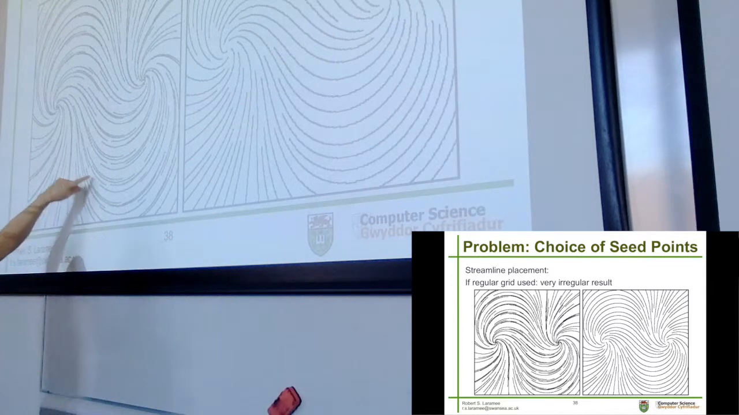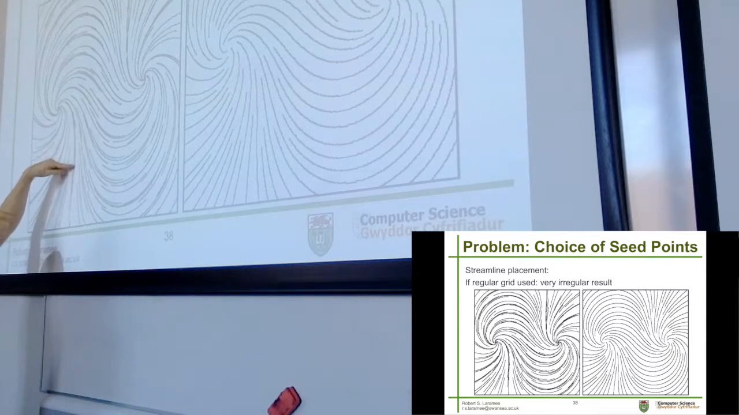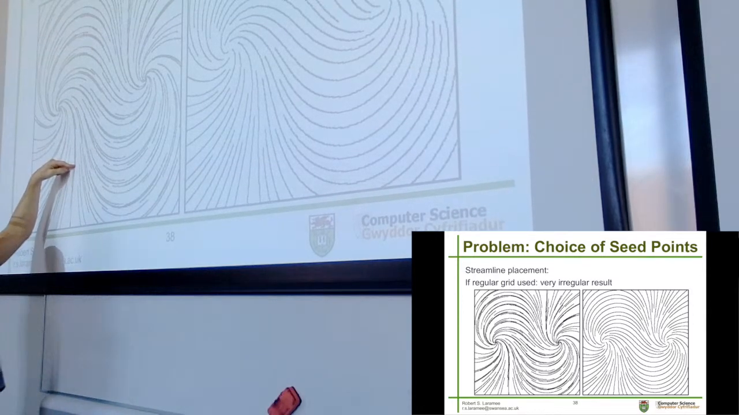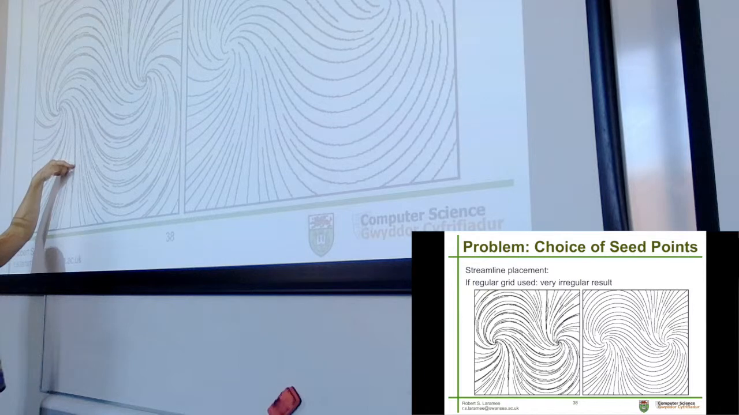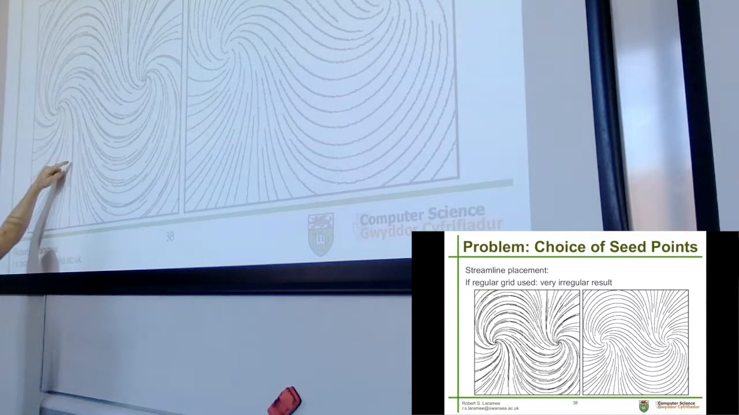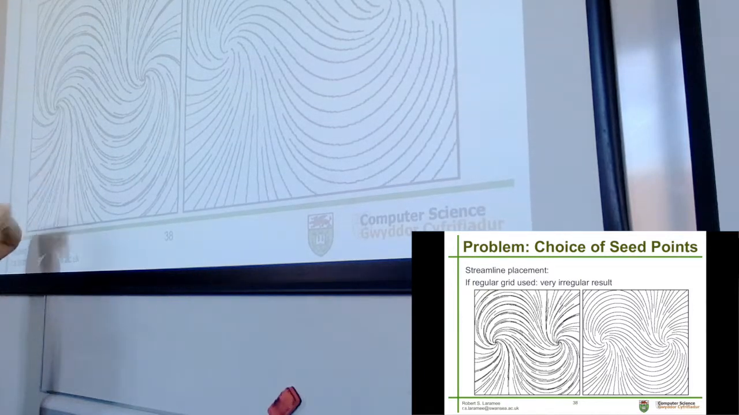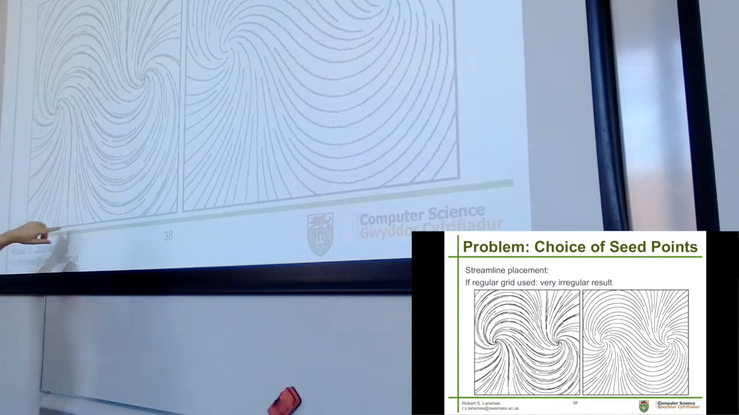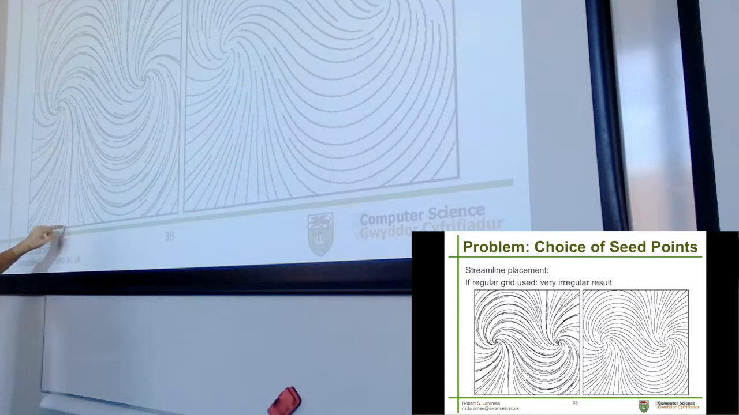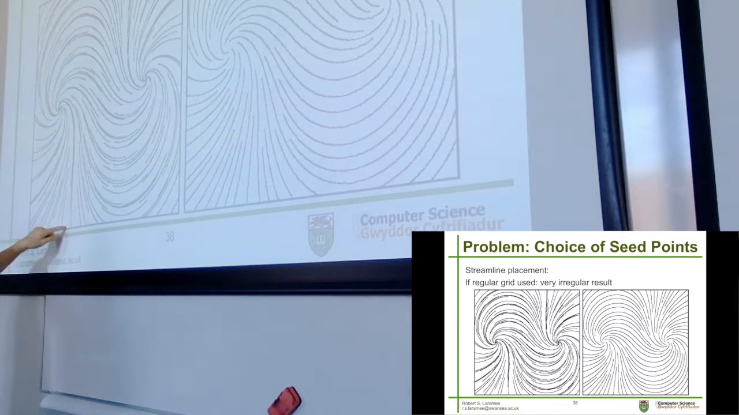So yeah, there's lots of overlapping streamlines. That's also called oversampling or redundant sampling. That's not nice. And there are gaps too, right? Gaps. So that's also called undersampling. Space is missing.